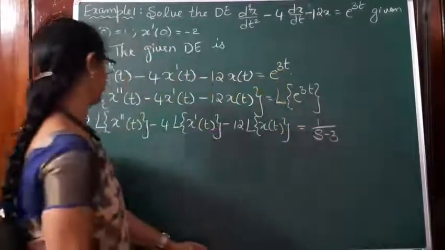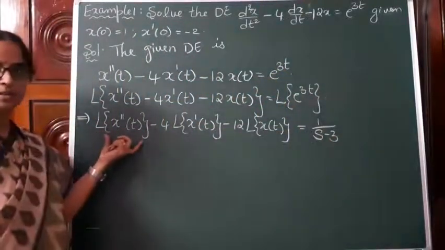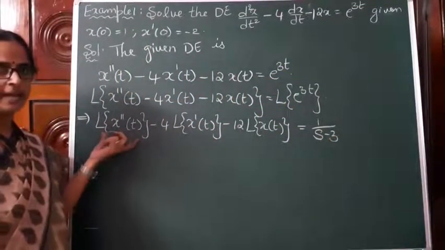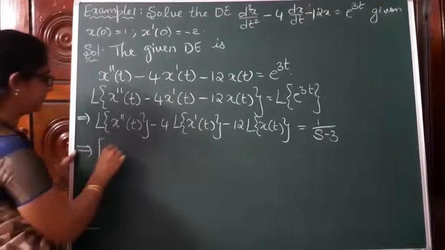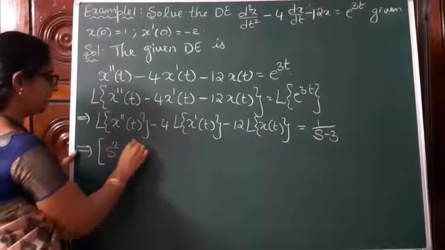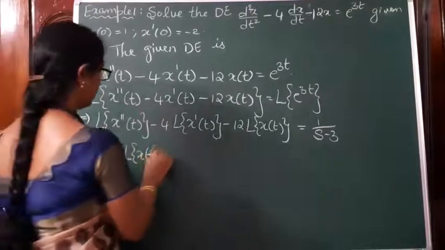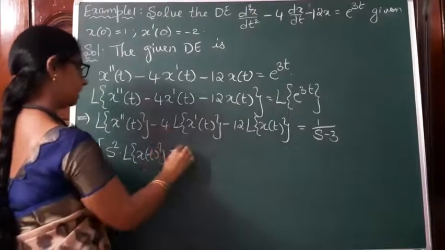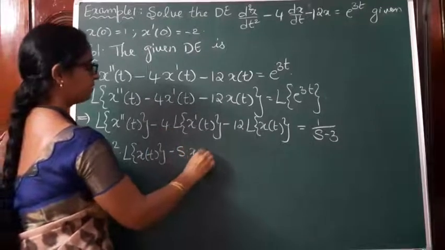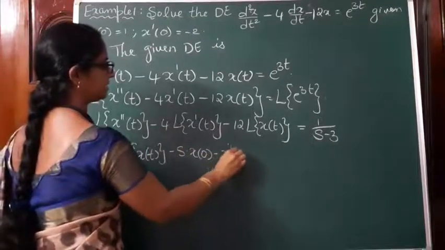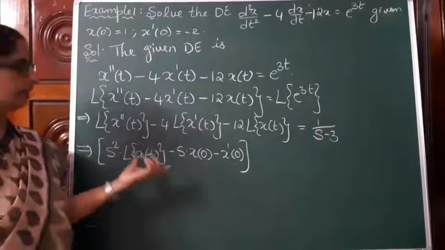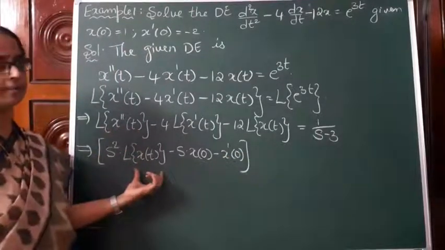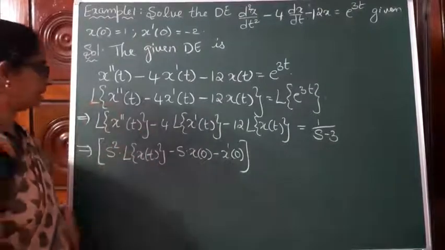Now we substitute the formula for L of x double dash of t. L of x double dash of t is s square into L of x of t minus s into x of 0 minus x dash of 0. This is L of x double dash of t. One has to remember this formula to apply in this particular step.